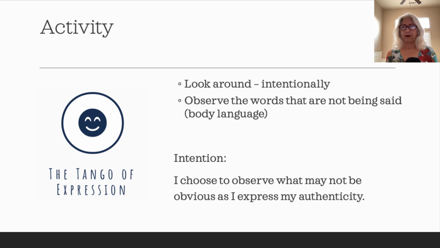Notice what's around you. And then when you're in conversations with others, notice and observe the words that are not being said, and this is their body language. The researchers out there are telling us that 80 to 90% of our complete communication is nonverbal. So imagine what we're going through right now when we're having to wear masks, and part of that nonverbal communication is being deprived, right? We're not able to actually see all the things that are not being said. So it's really important to observe this.